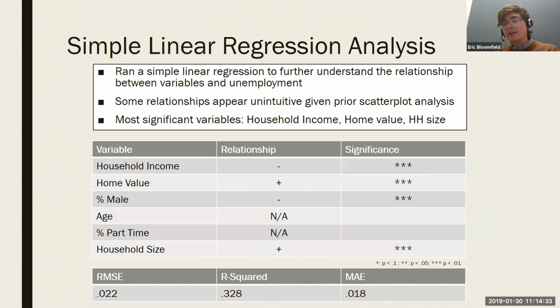On the bottom right is mean absolute error. So this is very similar to the root mean squared error, except it takes into account whether we are above or below the actual unemployment. So it's just another measure of accuracy or precision.